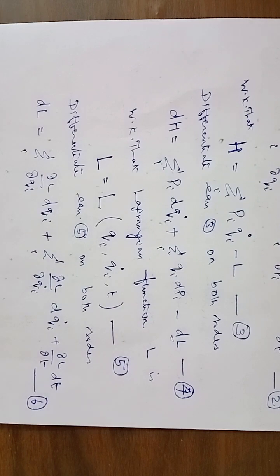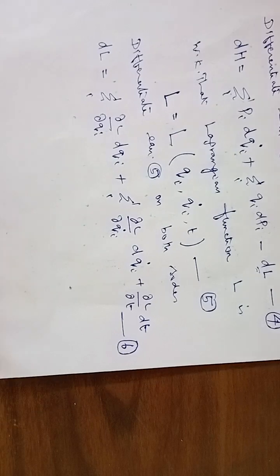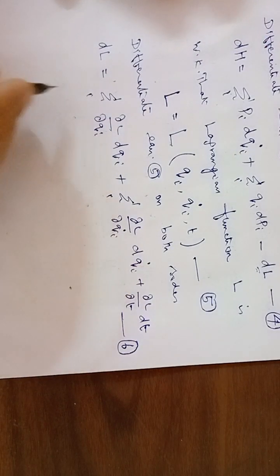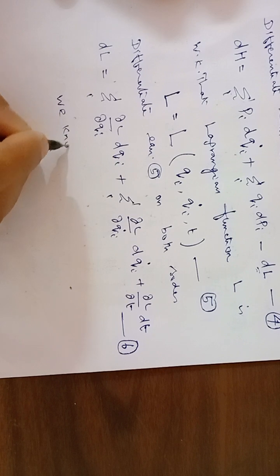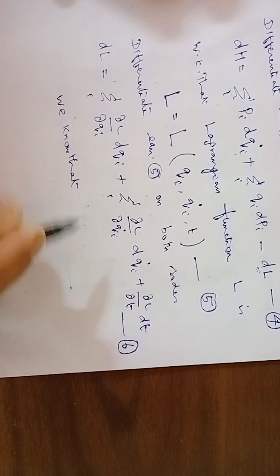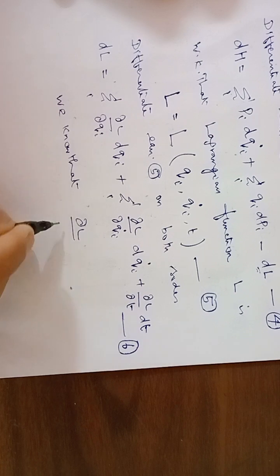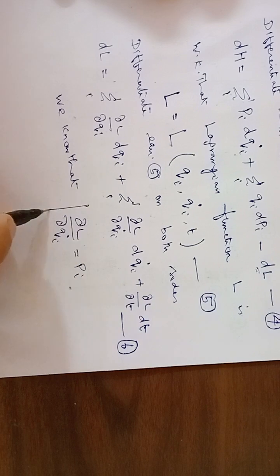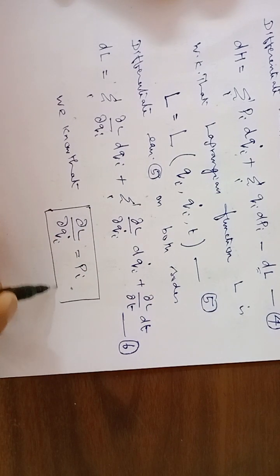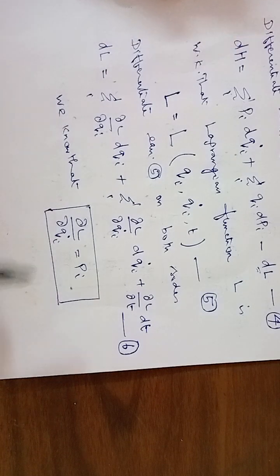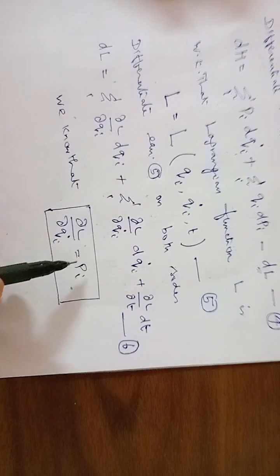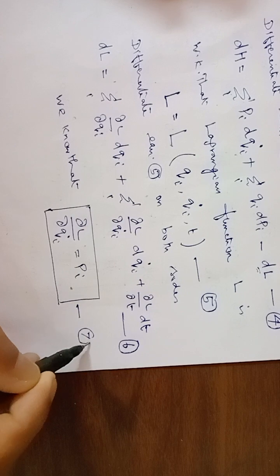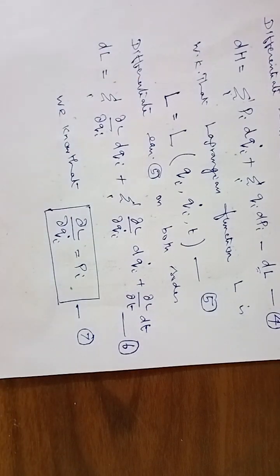Right. Now we know that partial L by partial qi dot is equal to pi. This we already derived in the Hamilton function derivation. So partial L by partial qi dot equals pi. Make it equation number 7. We know this.